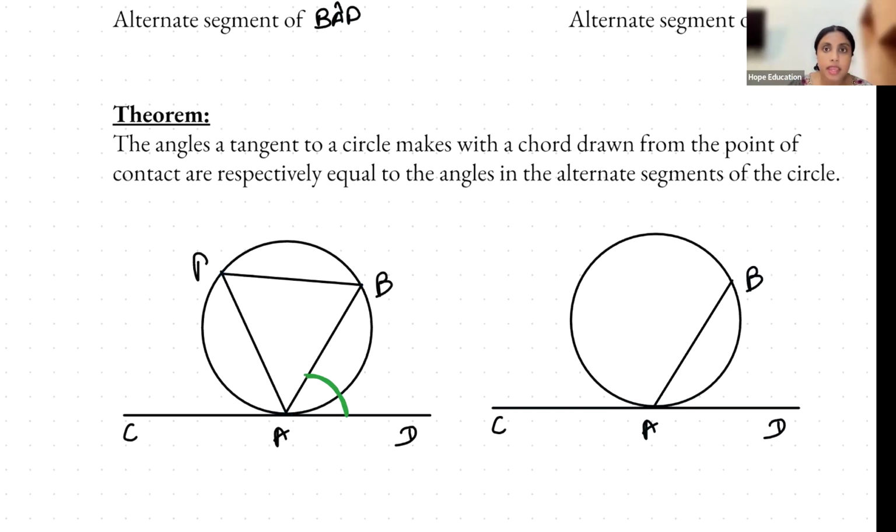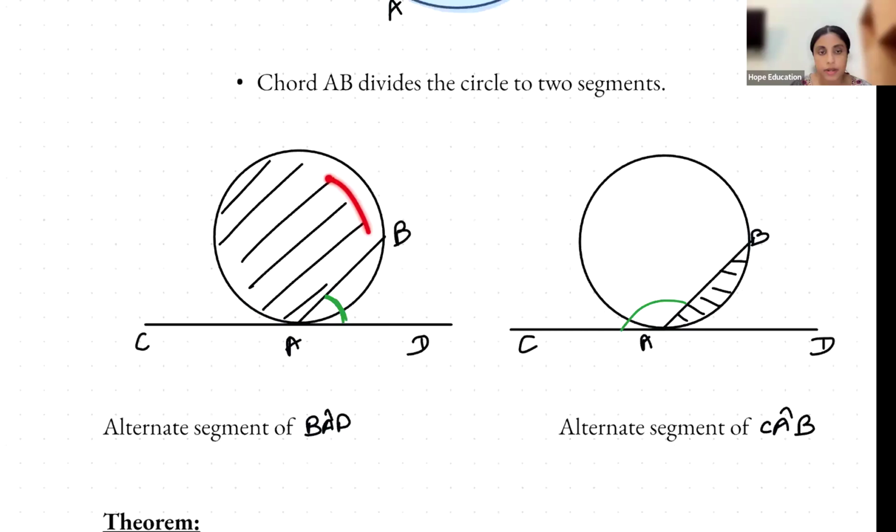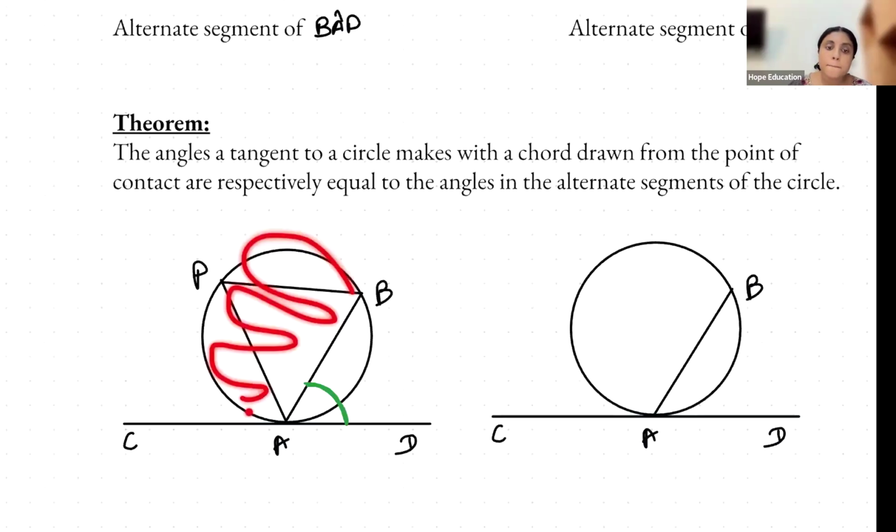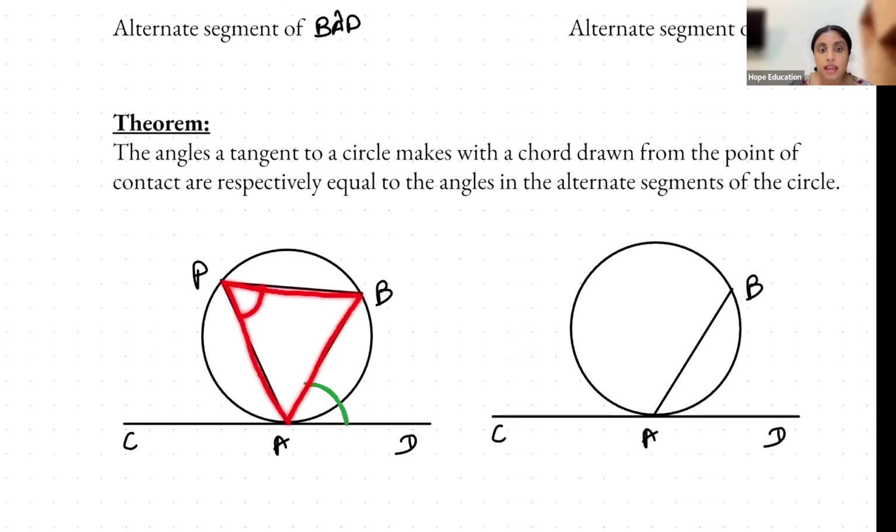Can you see that, for this chord AB, this is the segment associated with this angle, no? Then the alternate segment, I mean the segment that is not associated with it, will be the alternate segment. Therefore, the alternate segment will be this. Here, this is the alternate segment. So the angle subtended by the chord AB on the alternate segment, which is this. So this angle will be equal to this angle.